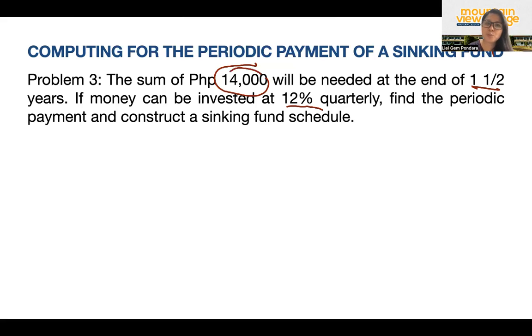Now, what is this 14,000? Future value. Very good. That's the amount you need to get after some time. At the end of 1.5 years, that's your time. And money will be invested at 12%. That's your J, compounded quarterly. So what is our M?